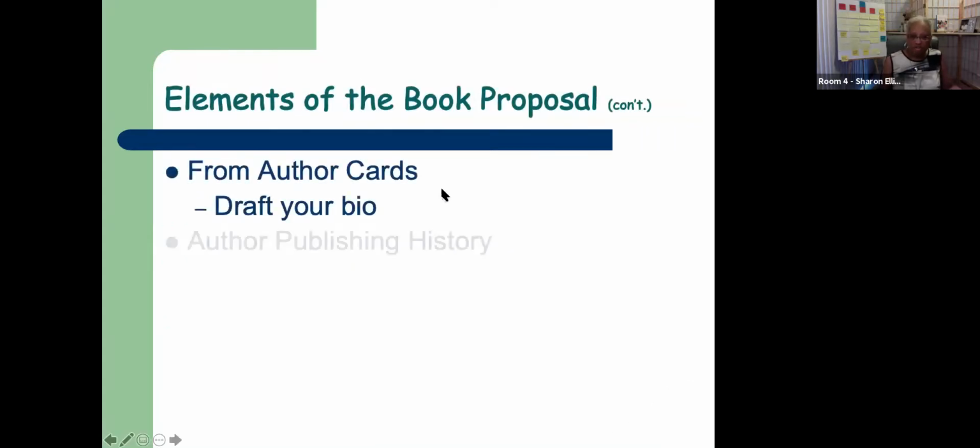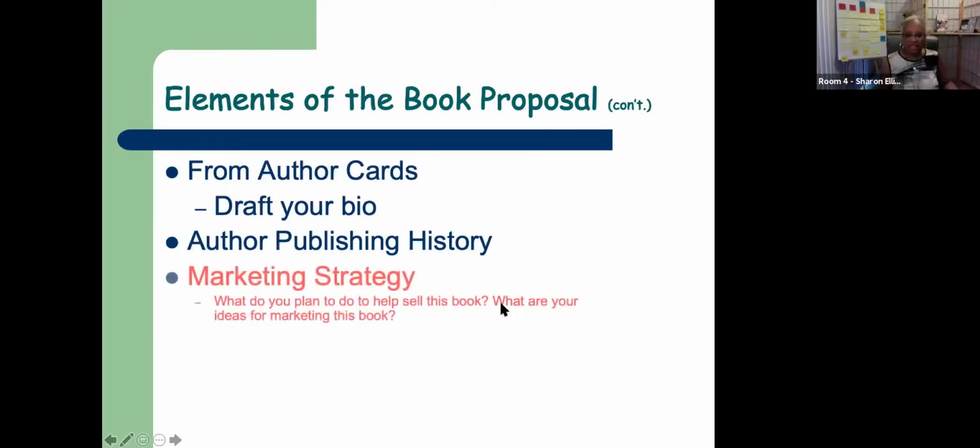From your author cards, you're going to draft your bio. I talked about including your publishing history. If you have not published anything or had anything published, you just don't mention this. You don't write your bio, all the great things and education and all that you've had, and then go author publishing history, and then write none. Don't do that. Right? Just leave it out.